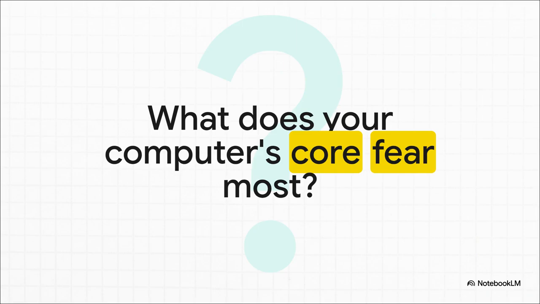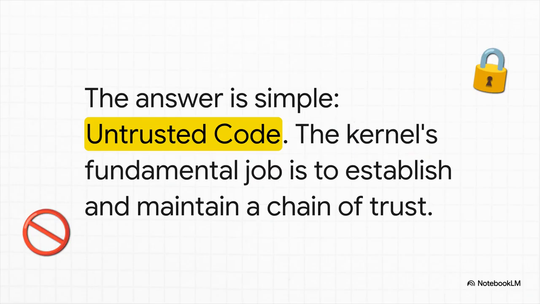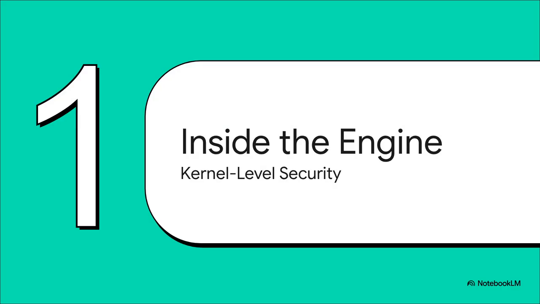What's the one thing that the kernel, the absolute core of your operating system, is really truly built to defend against? And the answer? Well, it's actually pretty simple. Untrusted code. At its most fundamental level, the kernel's main job is to create and maintain a chain of trust, making sure that whatever's running on your machine is exactly what's supposed to be there. To really get how it pulls this off, we've got to pop the hood.